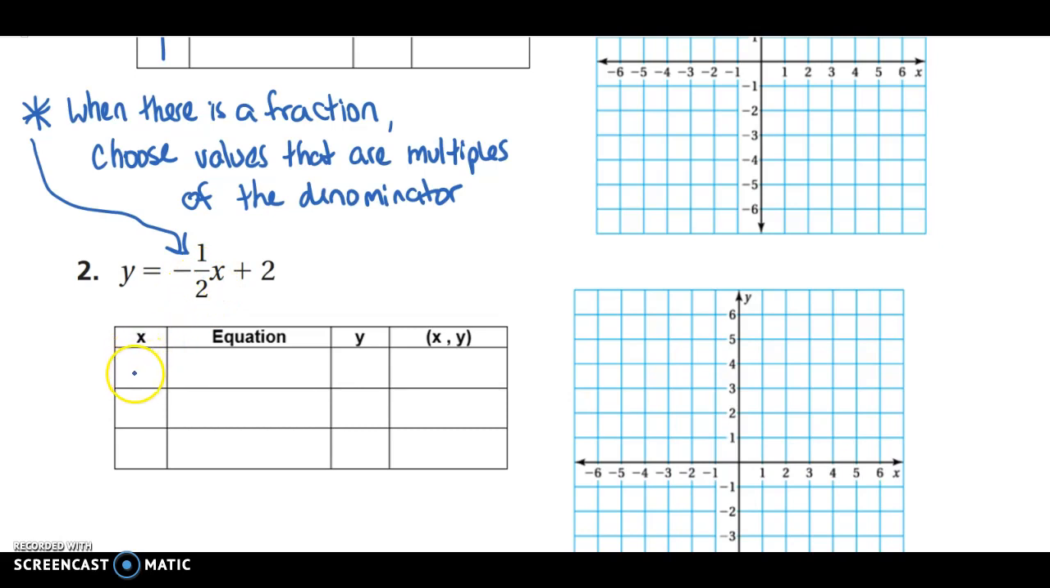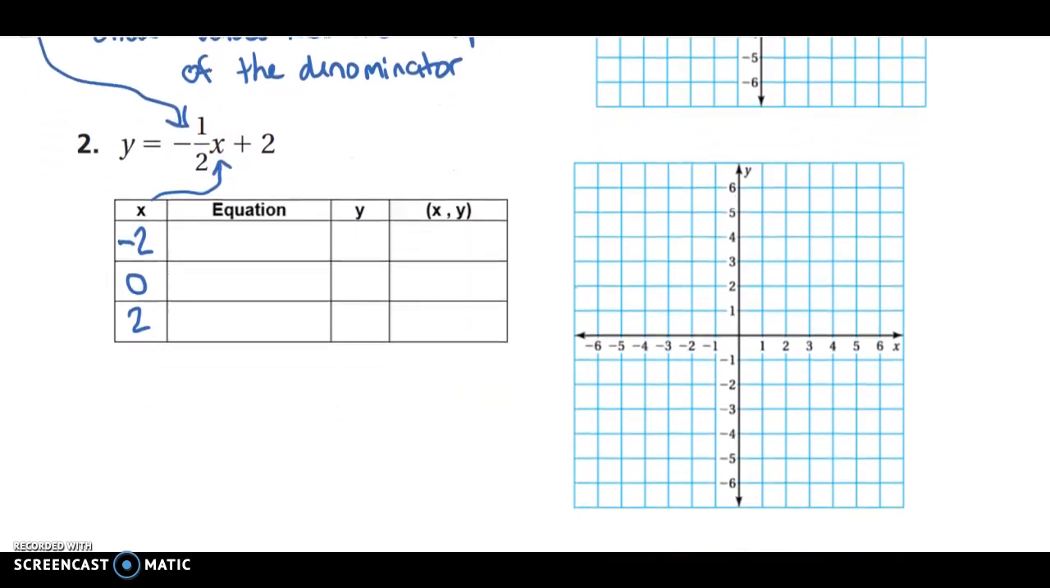So instead of using our typical -1, 0, and 1, we're going to use -2, 0, and 2. When you do this math, you're going to take those and plug them in here. You're going to wind up with whole numbers for y, so then you'll be able to graph them. If you have to use a calculator to do those fractions, you do.